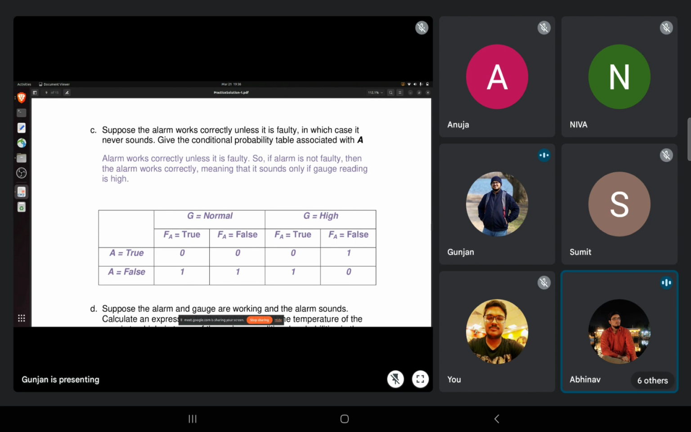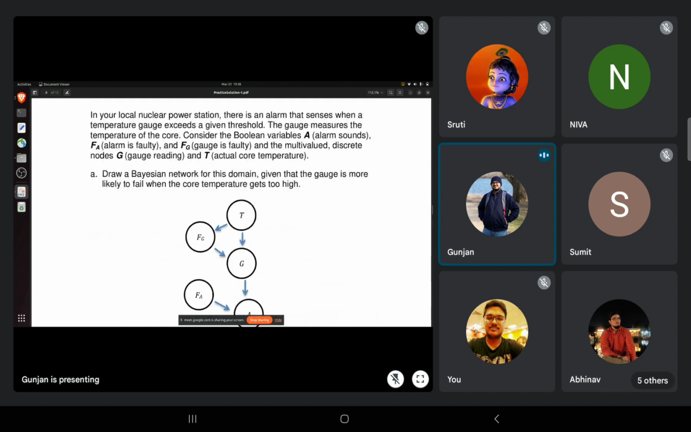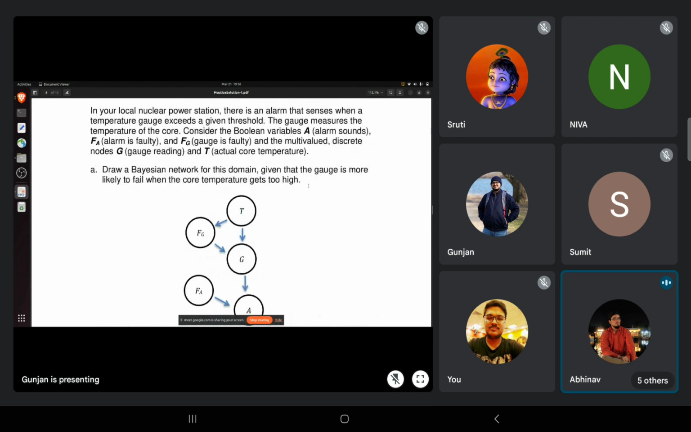For the first one, when the gauge is normal but the alarm is faulty, alarm is true. So it can ring, no, sir, because the alarm is faulty. So what does faulty alarm say? FA is that the alarm is faulty, right? So it will ring when it has not to ring, even when the gauge is normal. It is confusing a bit.